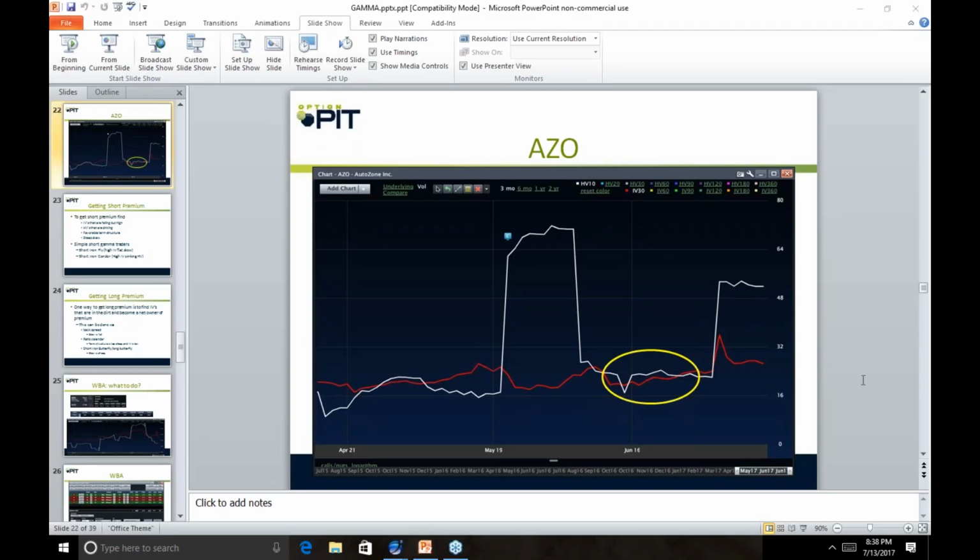So when HV is above IV, that is a good time. Well, only if IV is really, really low. Yeah, so the white line is 10-day HV. The red line is IV.